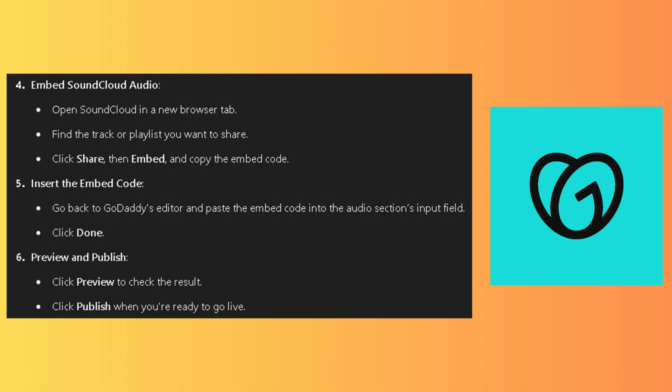Embed a SoundCloud audio. Open SoundCloud in a new browser tab. Find the track or playlist that you want to share, then click Save. Click Share and then Embed, and copy the embedded code.